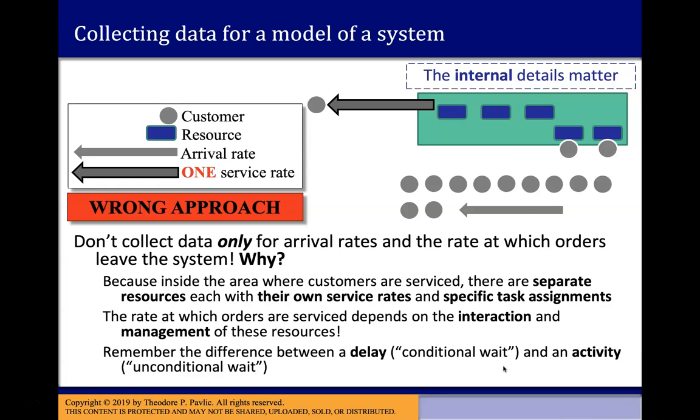If there's a significant amount of time where customers are just waiting behind other customers, we might be interested in that to validate our model later, to see if our model is generating the right delays. But we really can't measure the time that a customer is waiting behind other customers as if that's part of the time it takes for a customer to make their order. So remember the difference between a delay, a conditional wait, and an activity, an unconditional wait.